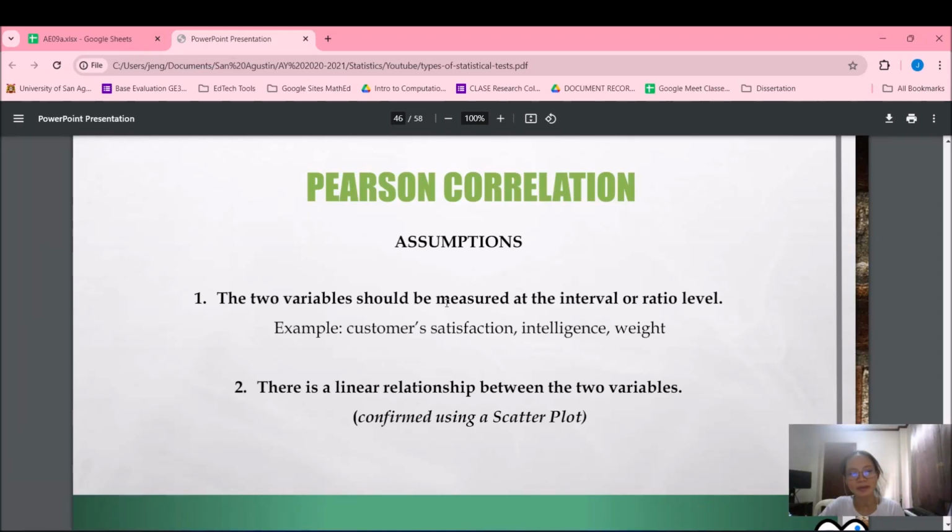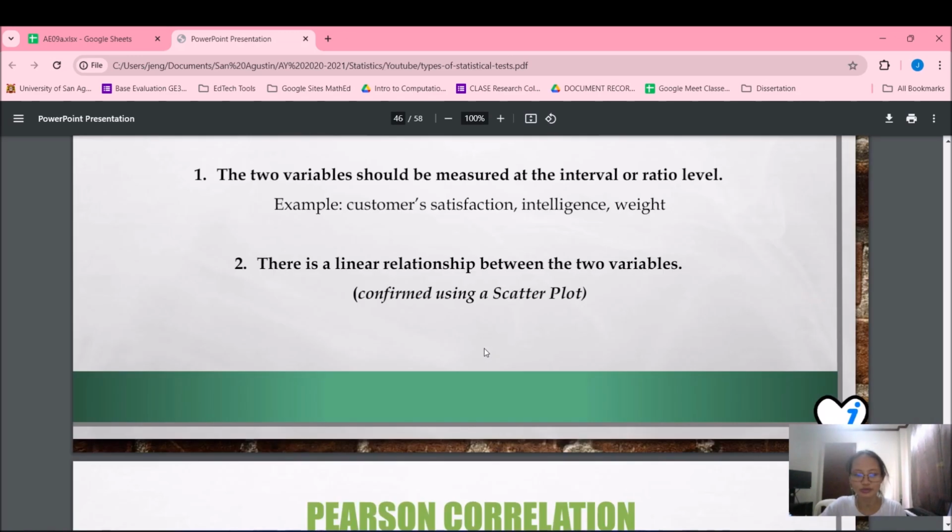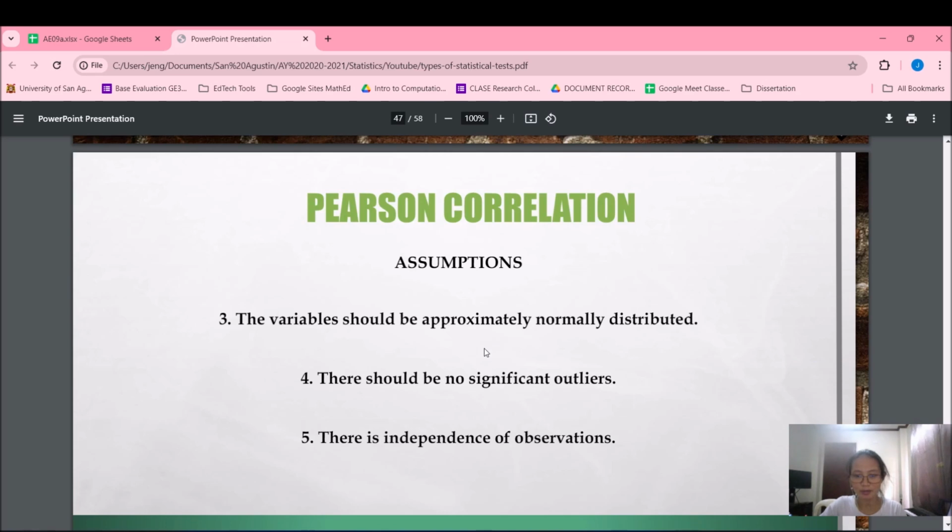Last of our parametric tests, we have your Pearson correlation, or Pearson R. The assumptions are: the two variables should be measured at the interval or ratio level, and there is a linear relationship between the two variables. The variables should be approximately normally distributed, there should be no significant outliers, and there is independence of observations.